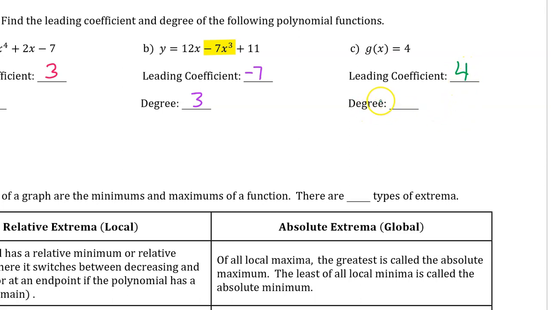Now as far as the degree, a constant will always have degree of 0, and that's because we can think of this polynomial as 4x to the 0 power. X to the 0 power is just 1, and 4 times 1 is just 4. So nobody needs to write that stuff.